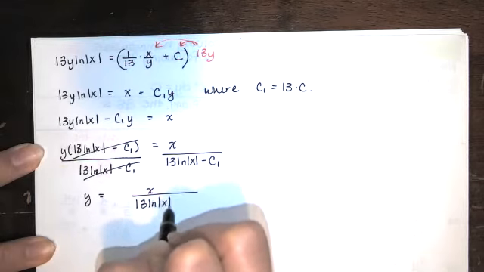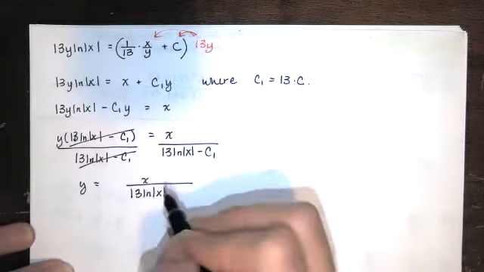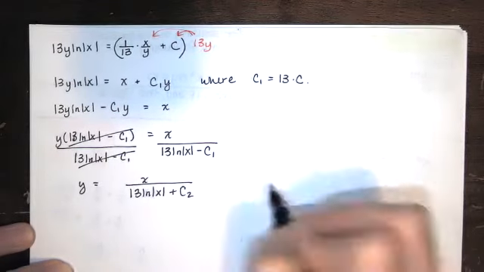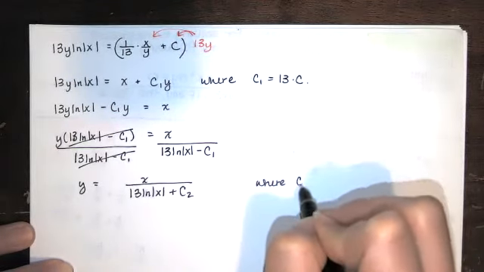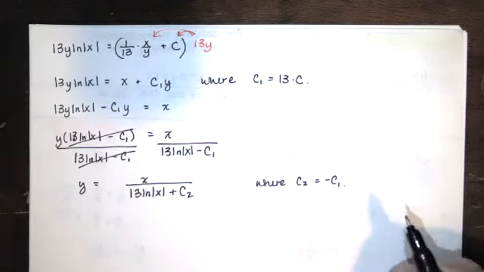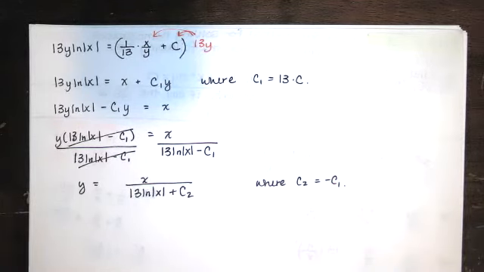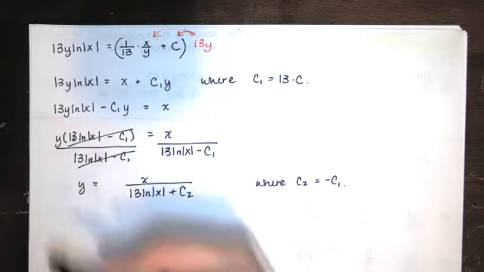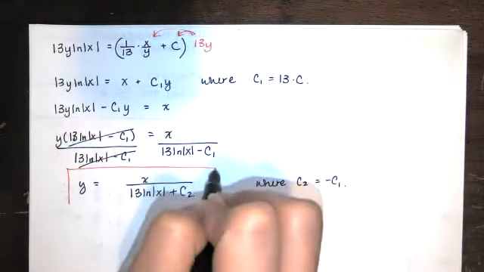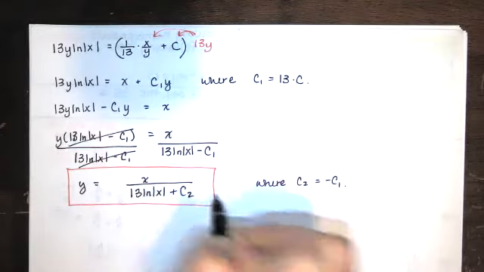And if you wanted, you could say that negative c1 is just positive c2. And so you have that. And that is a family of solutions to our differential equation.